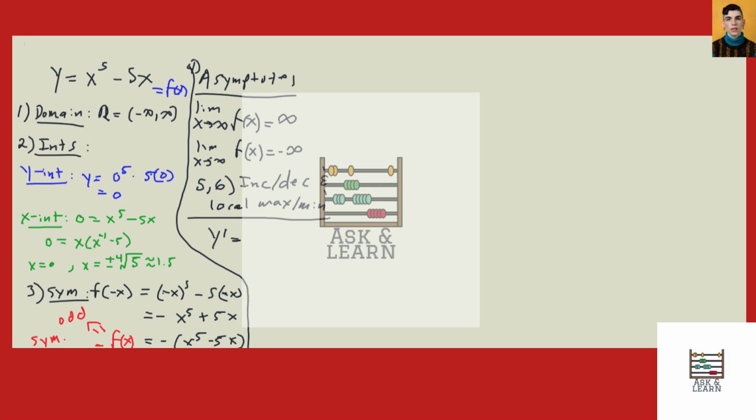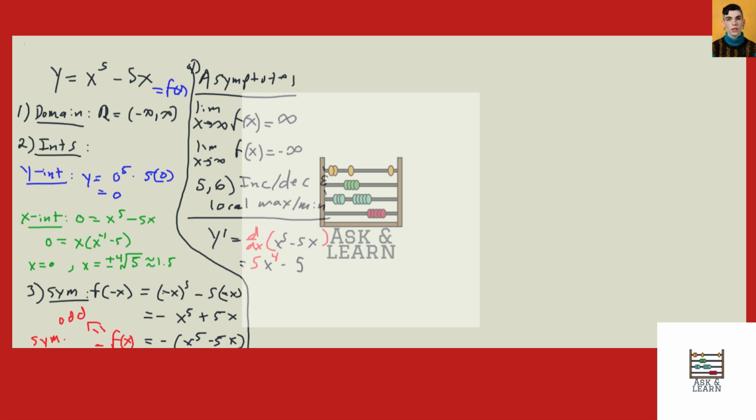Right, so taking the derivative of x to the fifth minus 5x, well, we're going to use power rule to take the derivative of each of these. So we're going to get 5x to the fourth minus 5.